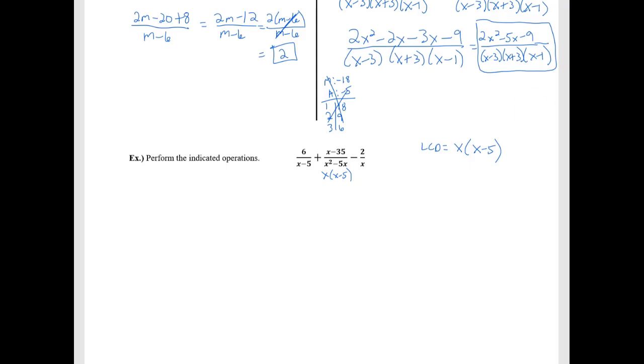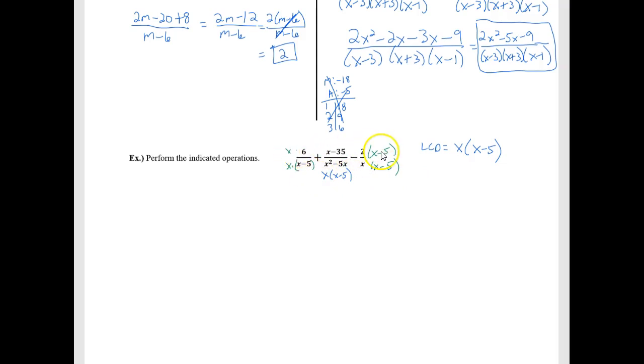So the first expression there has the x minus 5 in the denominator. What it's missing is the x. So I have to multiply x to the numerator and denominator. Now it looks like the LCD, x times x minus 5. The middle expression already has x and x minus 5. It's done. The expression on the right here has the x. It's missing x minus 5, again, to the numerator and denominator. Now all the denominators look the same.